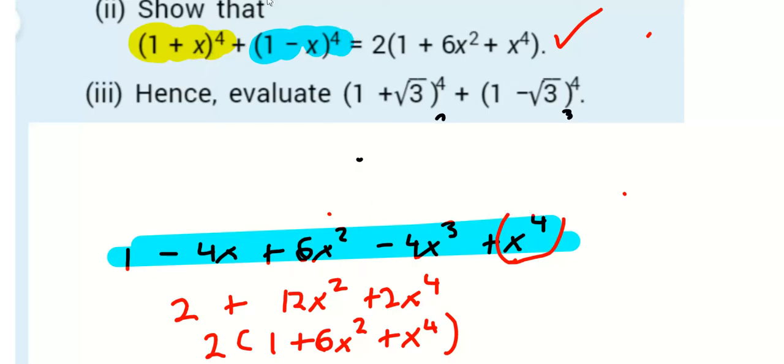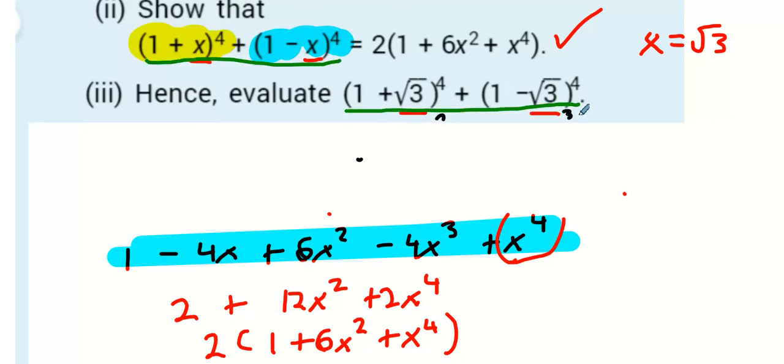Now, gents, here's what you're going to do next, all right? Instead of x, what do we have? Instead of x, we have root 3. It's exactly the same question, except x has got replaced with root 3. So I think it's exactly the same. See this green part I'm underlining? It's exactly the same as that green part, except all x's are replaced with root 3.